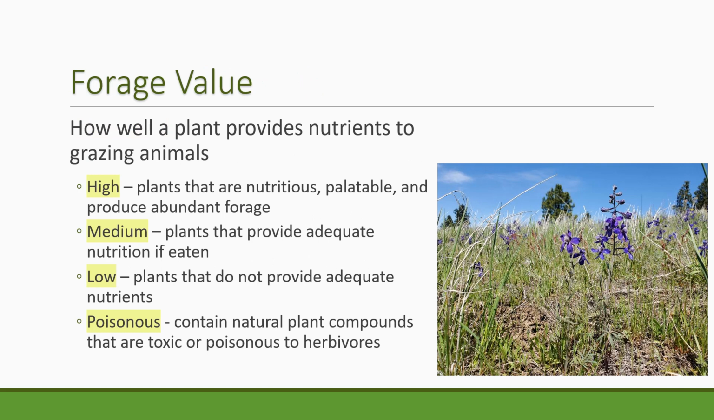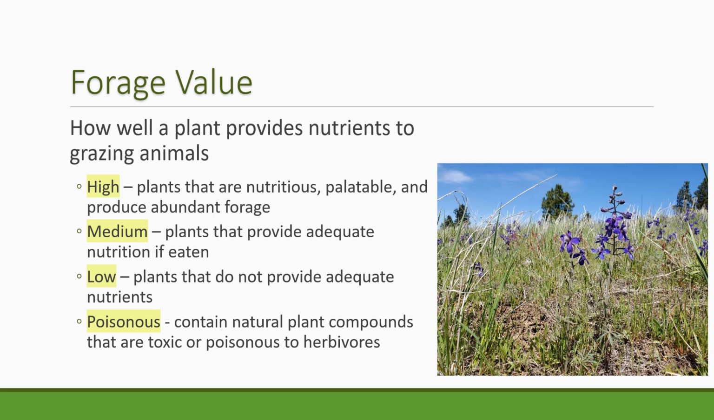Forage value: some of you may be very interested in how plants provide forage for both livestock and wildlife. I'm just going to use three or four really general terms to describe forage value. A plant is high in forage value if it's very nutritious and palatable and abundant. So if there's plenty of it and it's edible, it would be called high. Plants of medium forage value are those that provide adequate nutrition, but they may not be terribly abundant or they may not be terribly palatable. So they're just in that medium range.